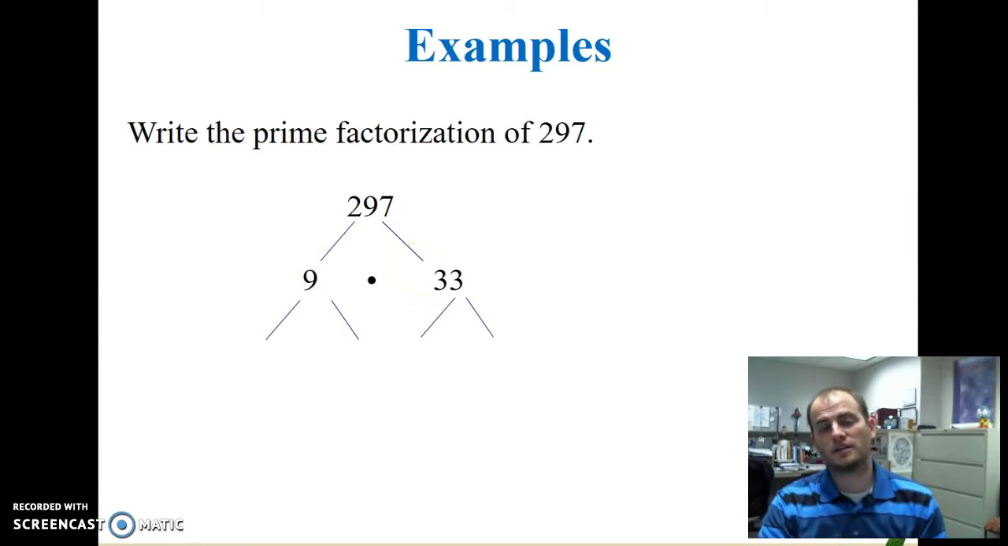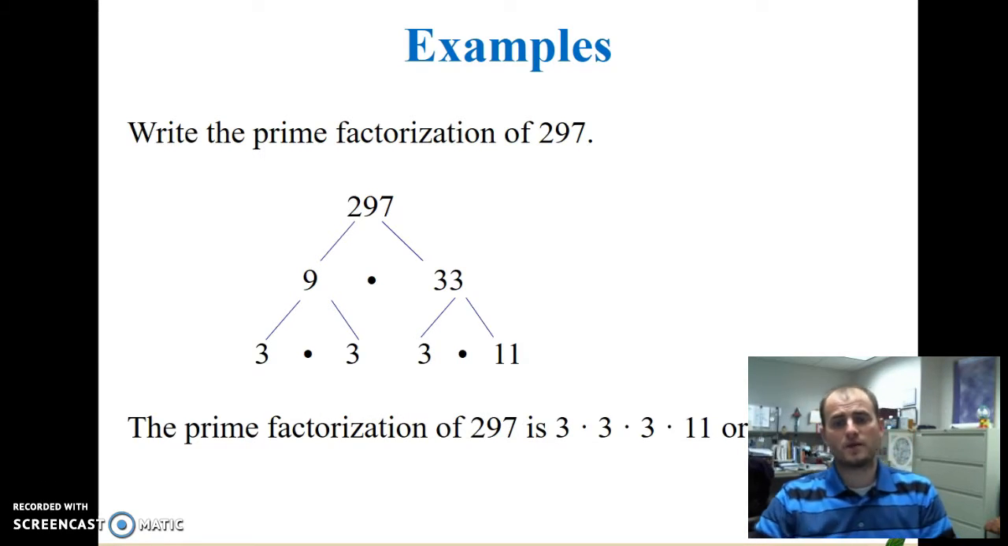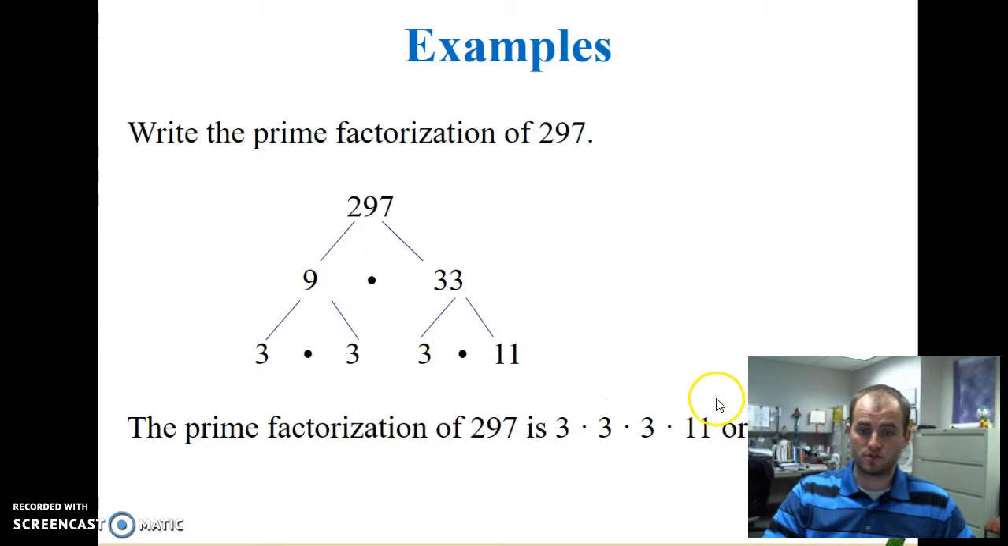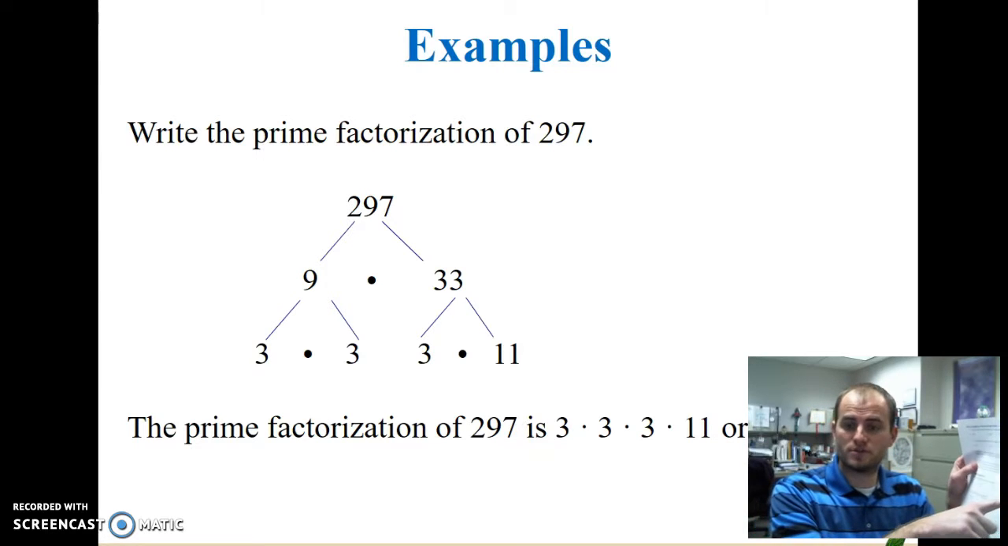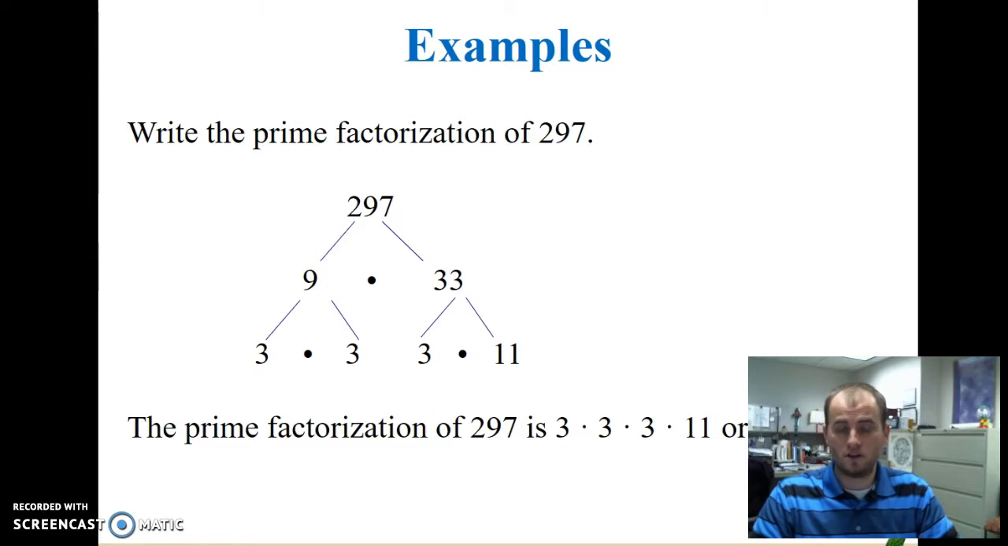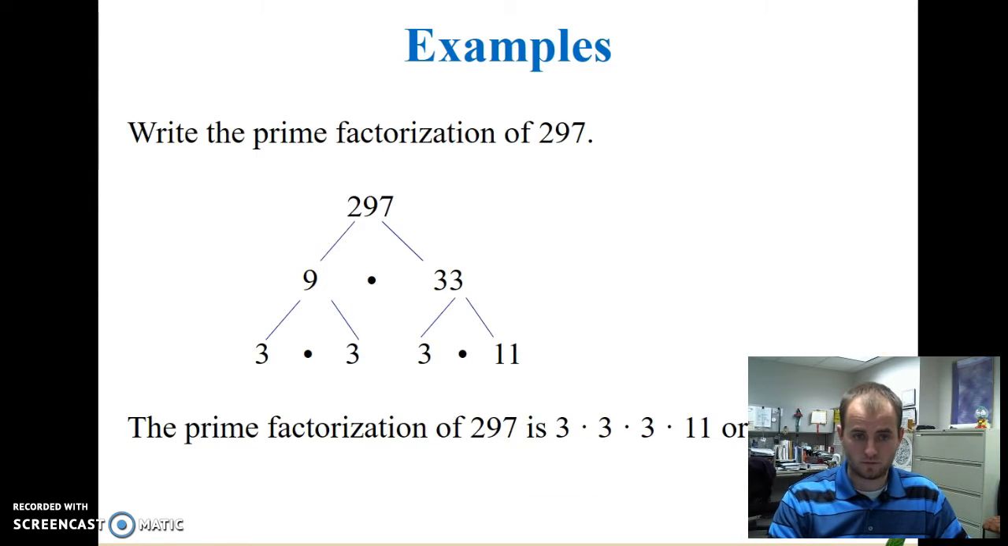I use 9. 9 times 33, if you did it out. 9 can be broken down into 3 times 3, and 33 is 3 times 11. So that gives us the prime factorization: 3 times 3 times 3 times 11, or 3 cubed times 11. Okay, why don't you use your divisibility test to try letter E? Find the prime factorization of 252.